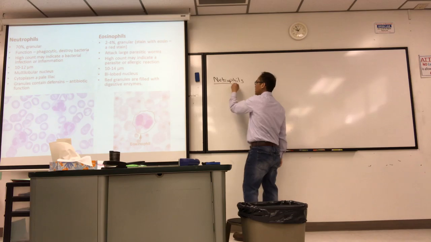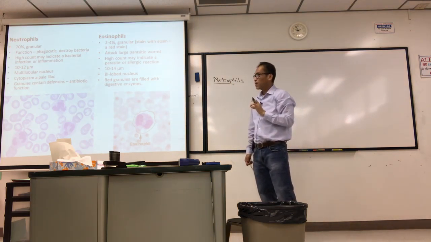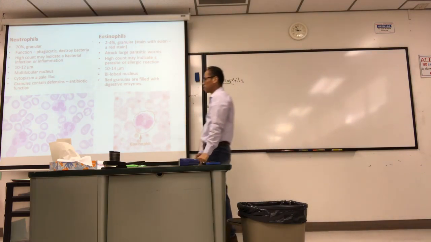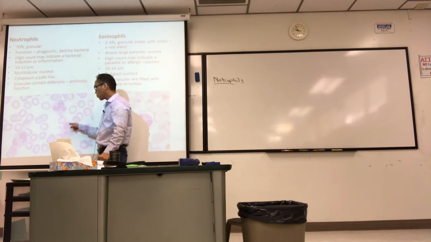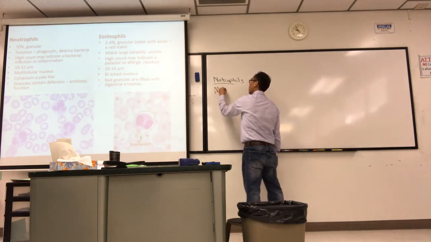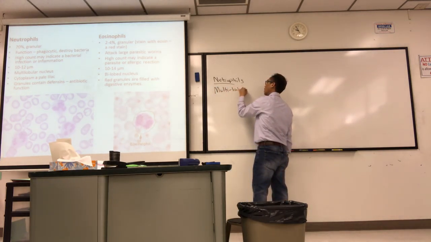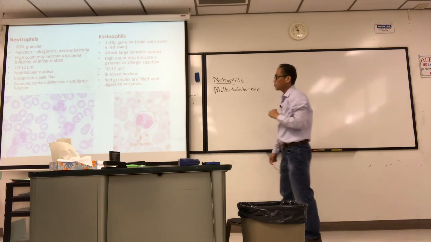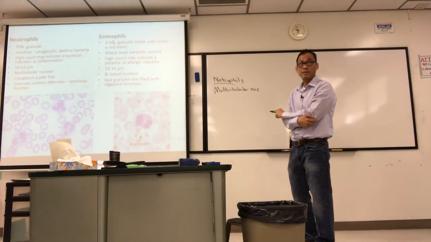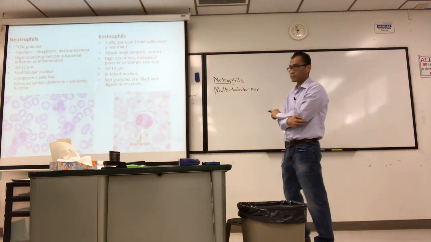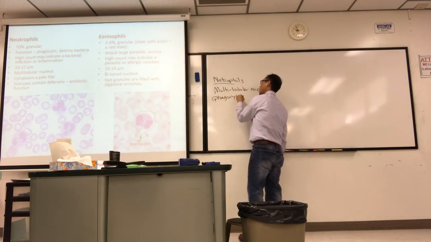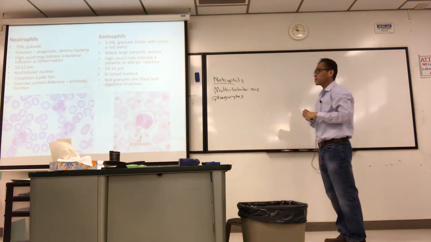I'll try to give you the most basic facts on how you can identify them. If you see a picture of it, or if you have to find it on the slide from our collection, look at the nucleus. It's not a round nucleus, it's multilobular. Multilobular nucleus. And they have that nice color that you see on the slide there. Their main function is phagocytic. They're great phagocytes for your immune system. So in a word, that's their function, phagocytes.